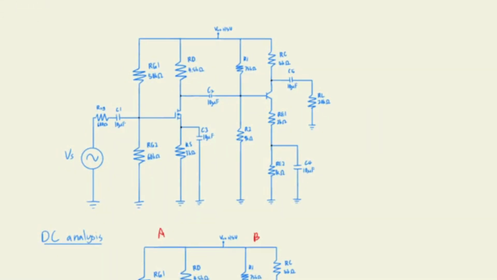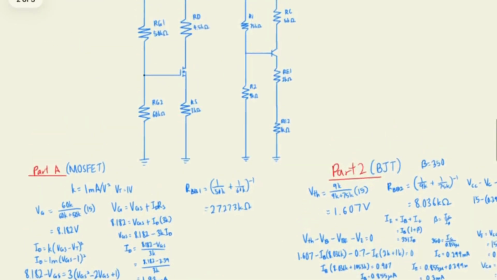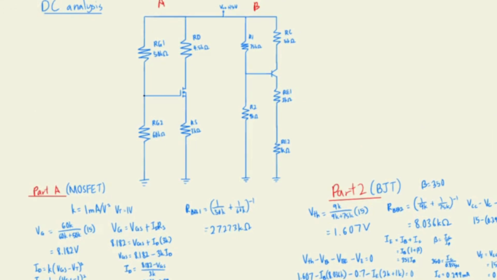Hello everyone, I'll be walking you through our DC analysis part. For this part, firstly, we simplify our circuit by short-circuiting all of our capacitors, and here we've obtained two parts, which is our MOSFET and also our BJT.